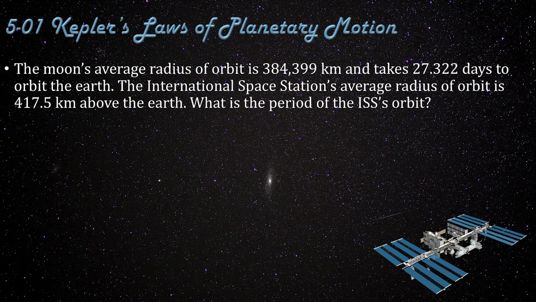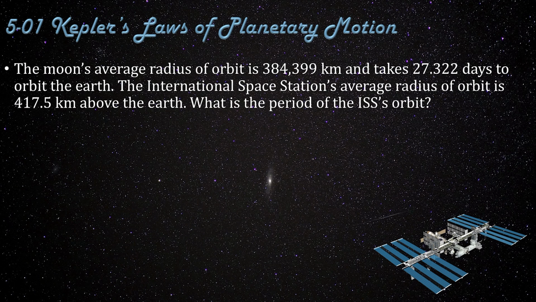The moon's average radius of orbit is 384,399 kilometers and it takes 27.322 days to orbit the Earth. The International Space Station's average radius of orbit is 417.5 kilometers above the Earth. What is the period of the ISS's orbit?